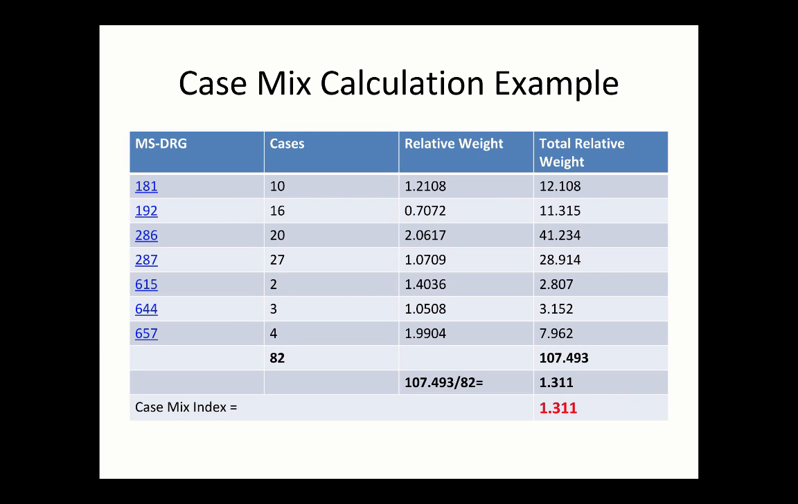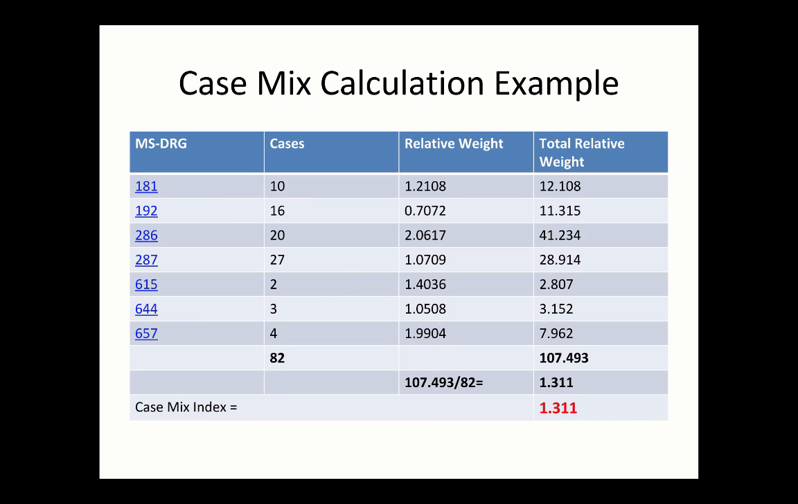Regardless of what the codes mean, let's say that these were the codes you were interested in using for calculating the case mix index. For each of the MS-DRG codes, you would count the number of cases that were discharged from the hospital. So for MS-DRG 181, there were 10 cases discharged. Each of the MS-DRGs are assigned a relative weight based on the disease severity and cost. For those MS-DRGs that are selected, you can conclude that based on the relative weights, that code 192 is the least severe, while code 286 is the most severe.